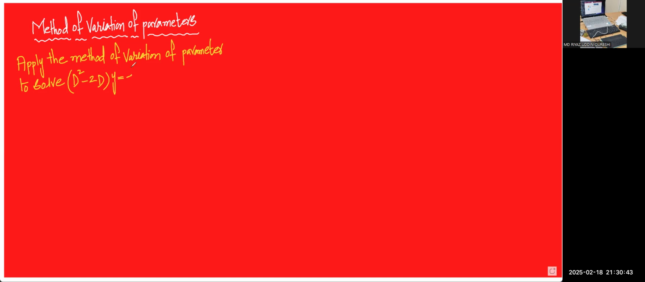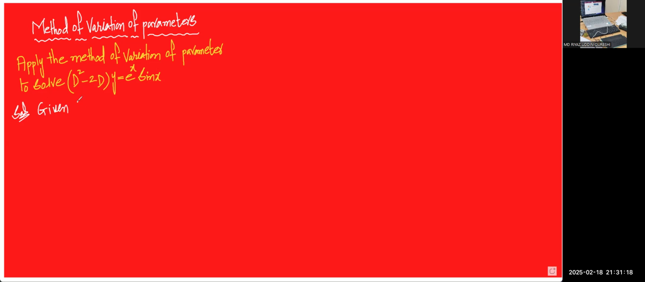So in the exam paper it is already mentioned which method you are going to apply. Method of variation of parameter to solve this one: (D square minus 2D) y is equal to e power x sin x. So now how to solve these types of questions when we talk about the variation of parameters? First of all, the auxiliary equation is compulsory for all these types of questions. So we first find the auxiliary equation, because the operator form is already given here.